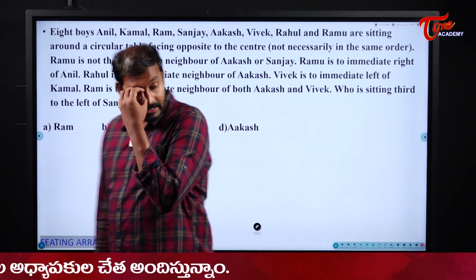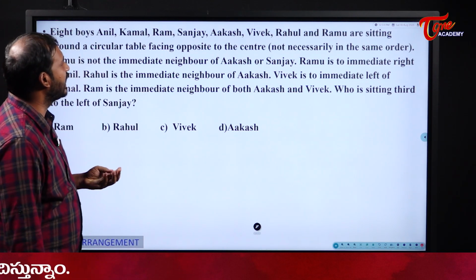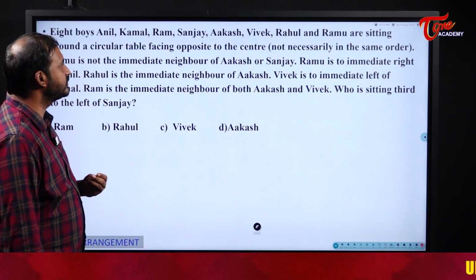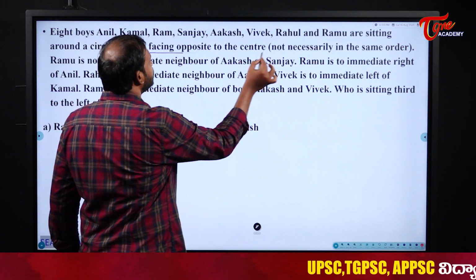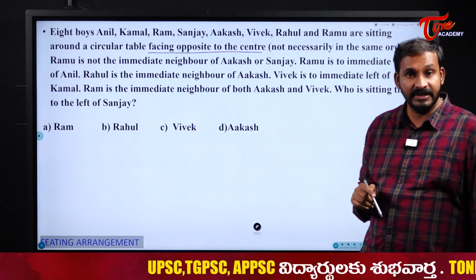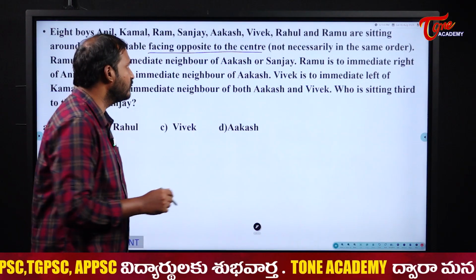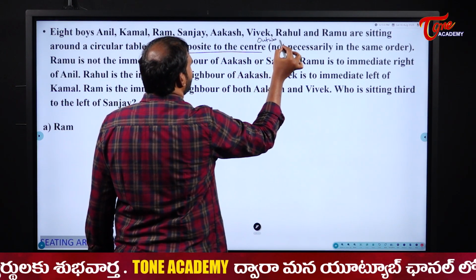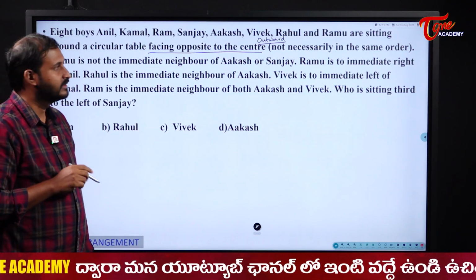There are 8 boys. Anil, Kamal, Ram, Sanjay, Akash, Vivek, Rahul and Ramu are sitting around a circular way opposite to the center. Now see here, students. Opposite to the center means all are facing outward. Not inward, outward. Please be careful. This is outward case.